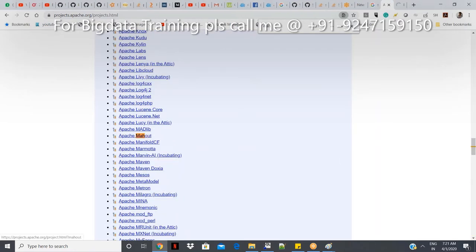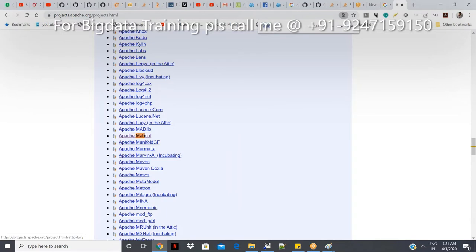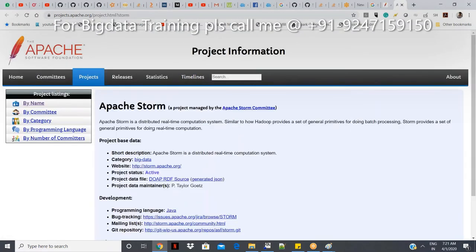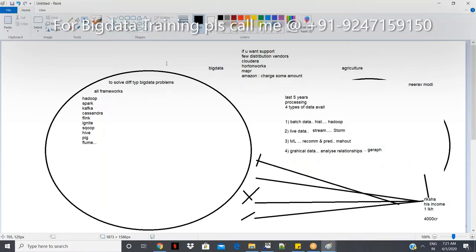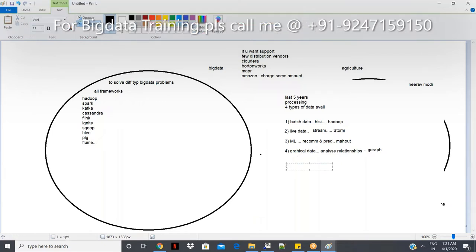Similarly, Mahout is nothing but a machine learning related library. Similarly, Storm is for real-time live data, real-time computation processing. That's why you use it. Please note, nowadays 98% in any sector, I am not saying only this sector, any sector, you will get these four types of data.